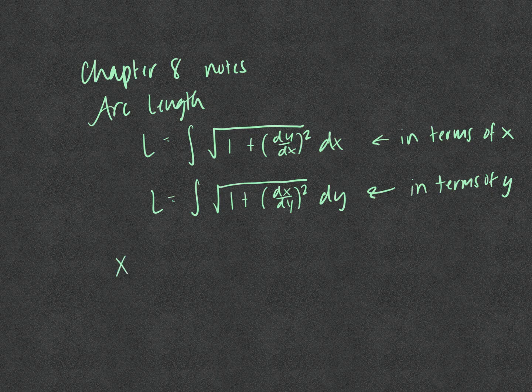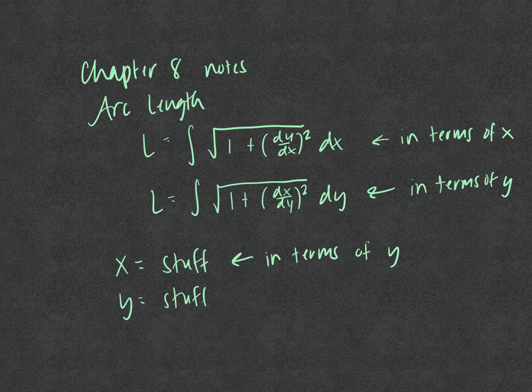For example, if you have x equals stuff, then you're in terms of y, and you're going to want to use the bottom equation. And if you have y equals stuff, and then you want to be in terms of x, and you want to use the top equation. Hopefully that'll help. And then let's talk about surface area.